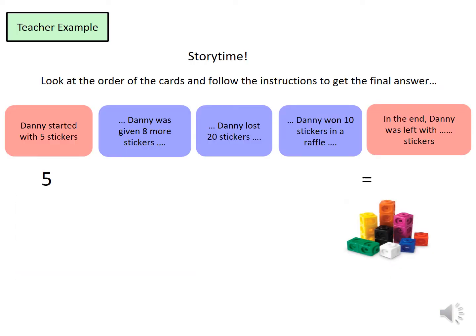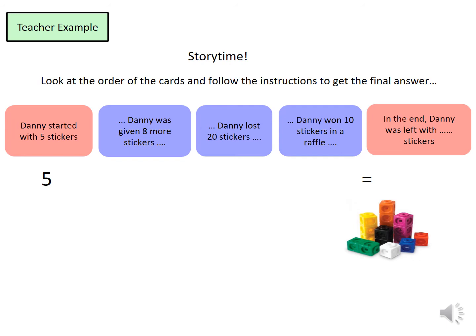Now, starting off the lesson, just to get us into the swing of things, I want you to have a look at the cards which are given here. So it starts with Danny started with 5 stickers, and I want you to read the cards and imagine and think what's going on as we're going along. First of all, as we said, Danny started with 5 stickers. So Danny was given 8 more stickers. Danny lost 20 stickers, Danny won 10 stickers in a raffle. In the end, Danny was left with.